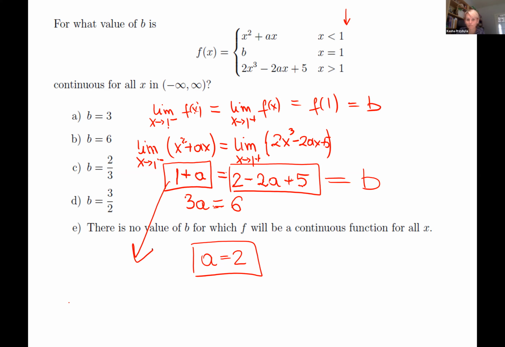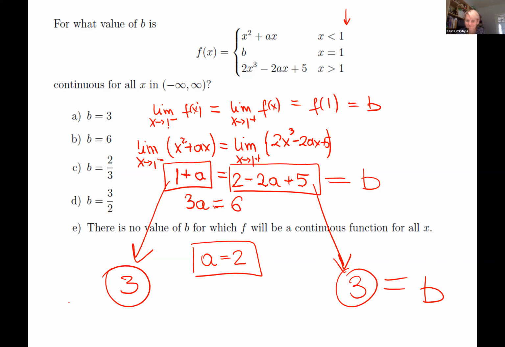1 plus a. What is 1 plus a? Oh, we know what is a. It's 3, thank you. Can you check if this box is giving me 3? 2 minus 4 plus 5. Yes, okay. That means what is the value of b?